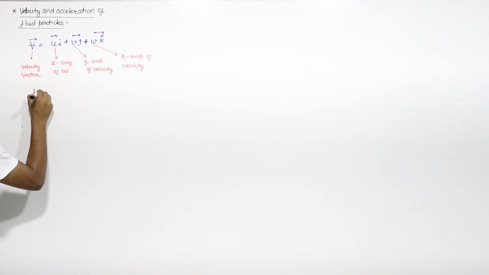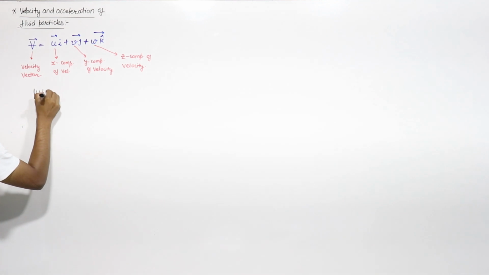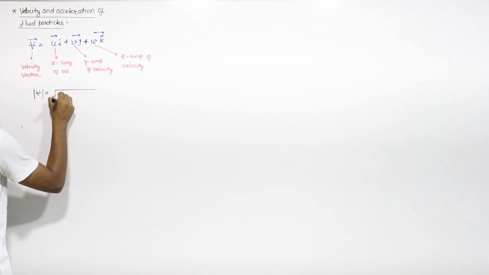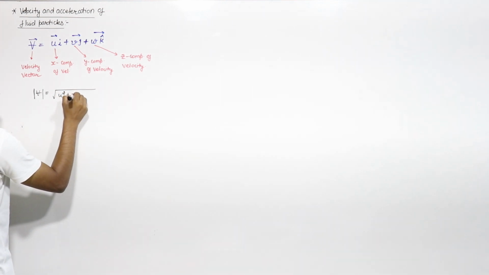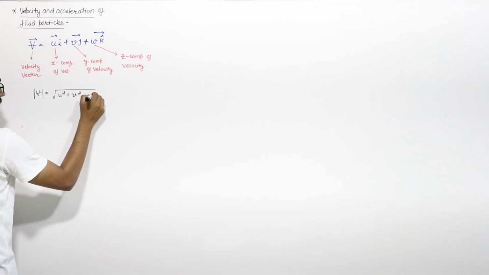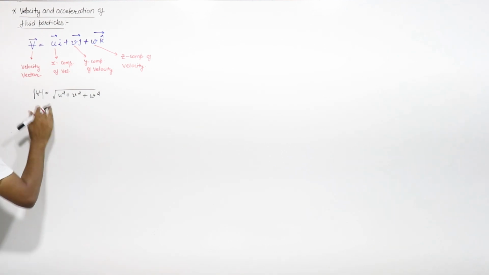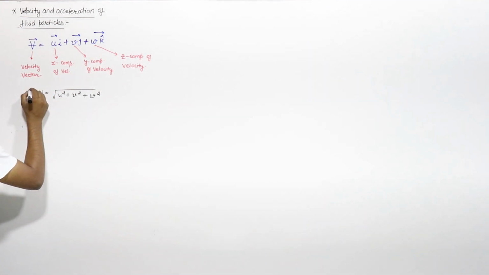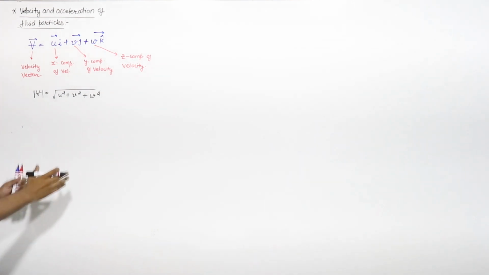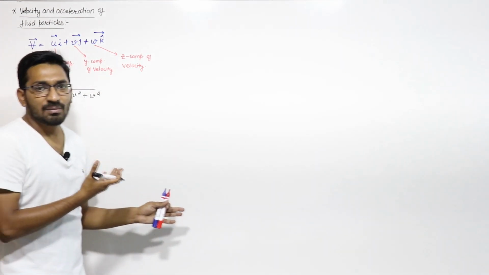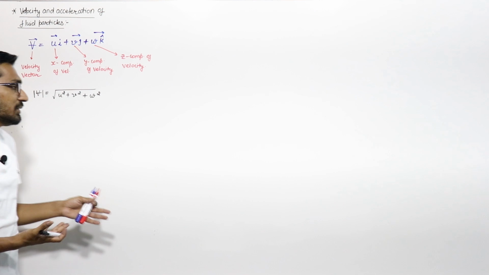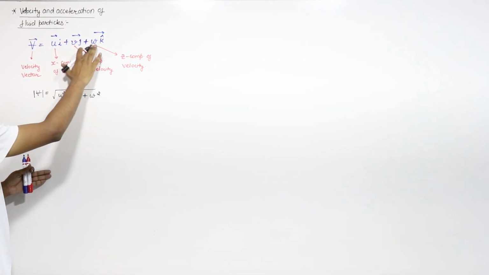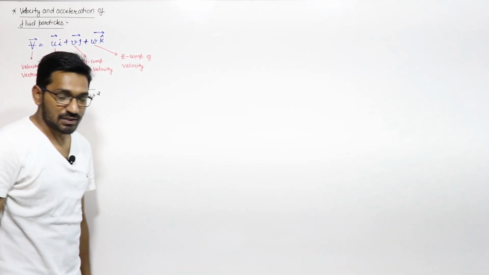And you already know what the magnitude of velocity is. Magnitude of v, how will we find it? That is equal to under root of u square plus v square plus w square. This is from the basics of vector calculus, so we will not waste more time on how it comes. The magnitude will be under root of u square plus v square plus w square.